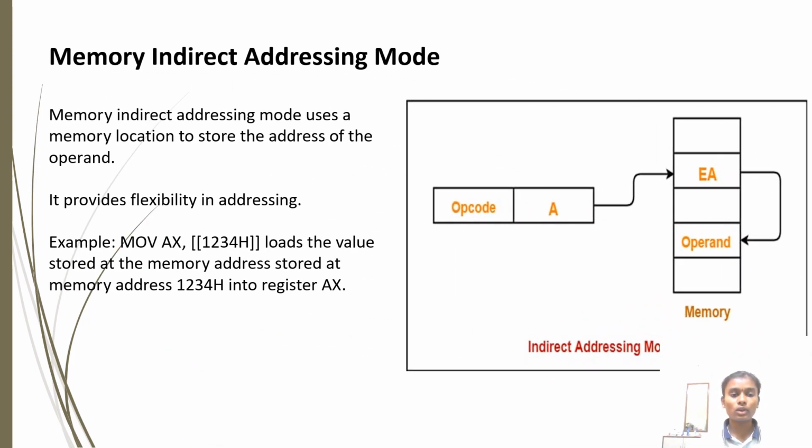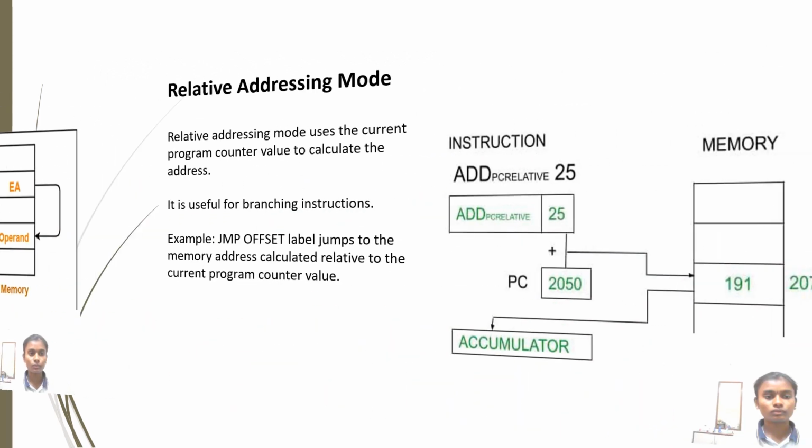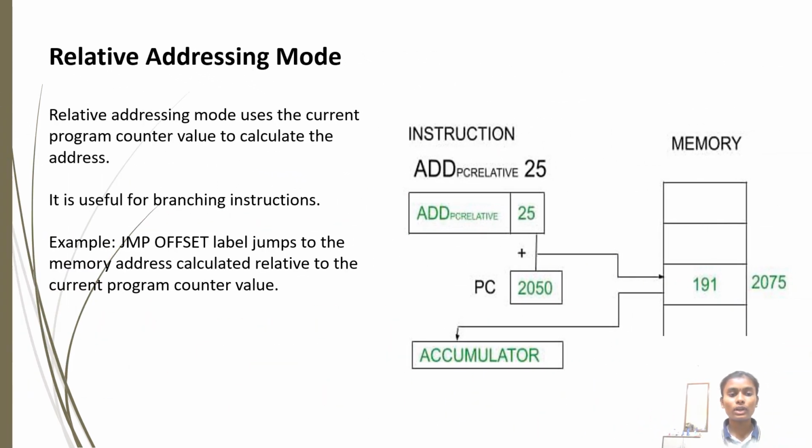Memory indirect addressing mode uses a memory location to store the address of the operand. It provides flexibility in addressing. Relative addressing mode uses the current program counter value to calculate the address. It is useful for branching instructions. Relative addressing is the technique of addressing instruction and data areas by designating their location in relation to the location counter or to some symbolic location.